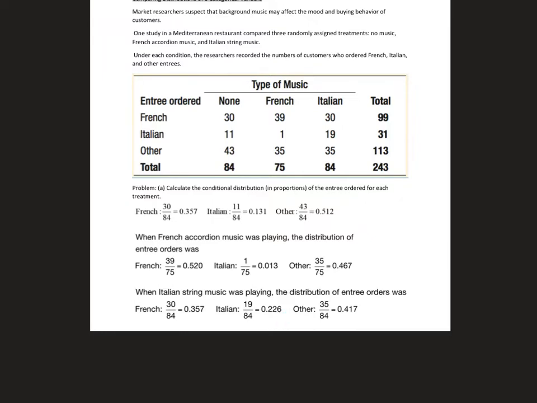When French accordion music was playing, 39 out of 75 people ordered French. One person out of 75 ordered Italian, and 35 out of 75 ordered other. When Italian string music was being played, 30 out of the 84 ordered French, 19 out of 84 ordered Italian, and 35 out of 84 ordered the other category.